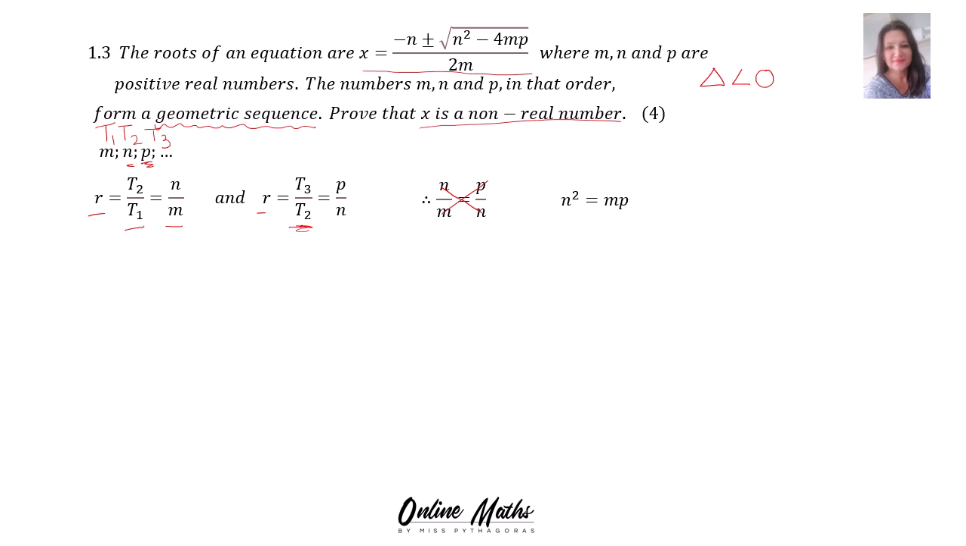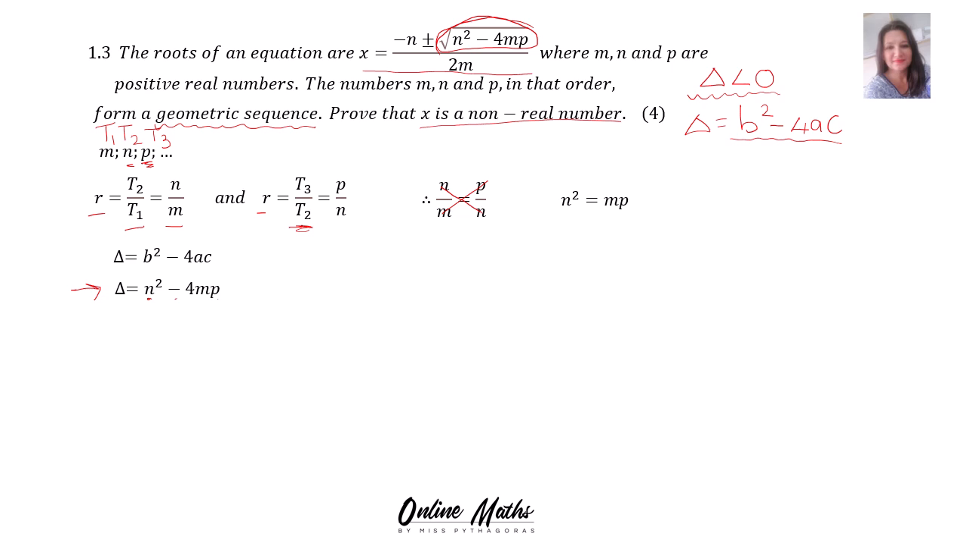So now what? I said in the beginning that to prove it's a non-real number, you need to show or prove that the discriminant is smaller than 0. So where do you find the discriminant? The discriminant is b squared minus 4ac. And remember, this part comes from this part over here. Whatever you find there under the root in your quadratic equation. So therefore, can you see the delta, the discriminant, is in fact n squared minus 4np.